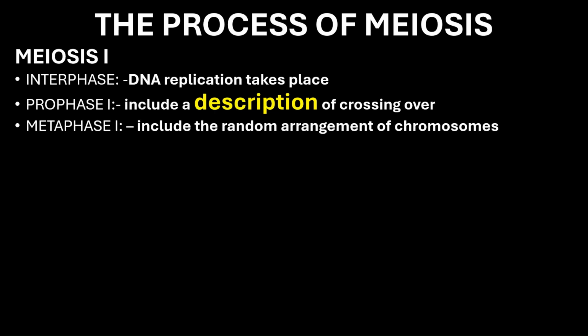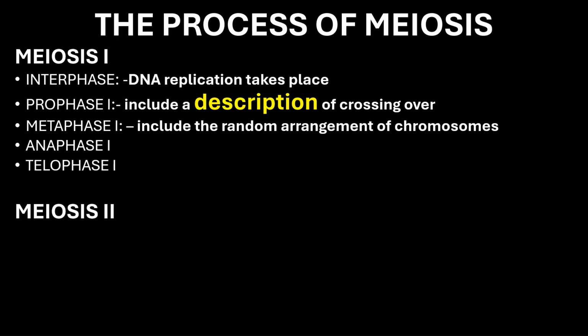Metaphase 1 deals with the random arrangement of chromosomes. And then we have anaphase 1, which we are going to look into, and then we have telophase 1. The most important details have been listed on your screen for interphase, prophase, and metaphase 1. Then after telophase 1, we go to the second meiotic division, which is meiosis 2, and the process repeats itself with some few exceptions and differences.